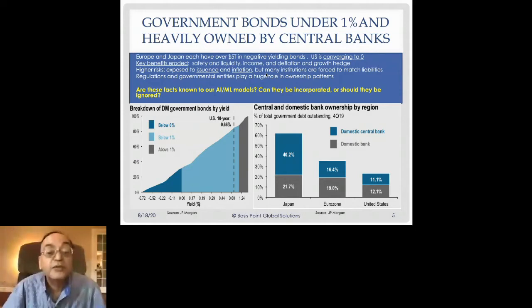The question you have to ask whenever fixed income is involved in a machine learning model is, how many of these facts are actually known to these models? And these facts have now become much more important. Can they be incorporated? Should they be ignored?